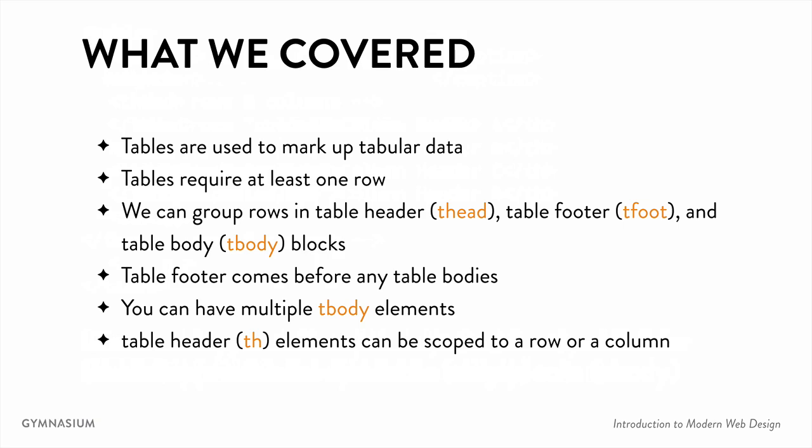In this brief chapter, we've covered how tables are used to mark up tabular data, that tables require at least one row, that we can group rows together in the table header, table footer, and table body elements, that the table footer needs to come before any table bodies, that you can have multiple T-body elements, and that our table header elements can be scoped to a row or a column in order to improve the accessibility of our pages.